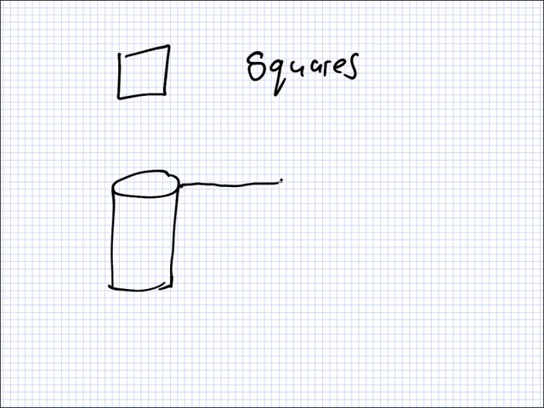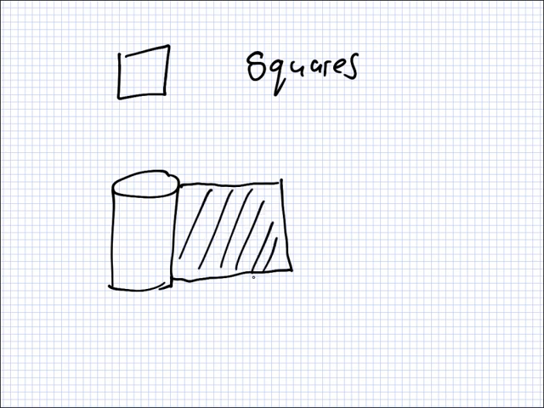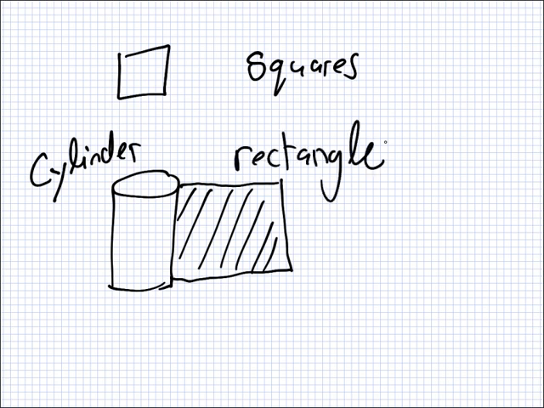Yeah, and then when you pull this out, what's this part called? Rectangle. This piece is a cylinder, and then this piece you pull out is a rectangle. Yeah, the paper you pull out, like this shape. Oh, I think we need to practice some of these.